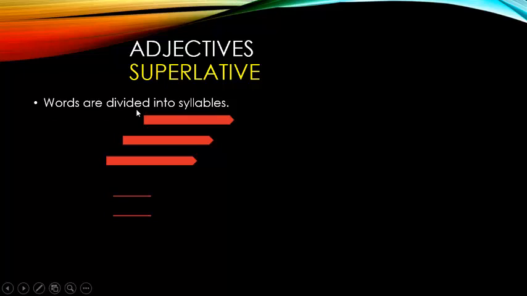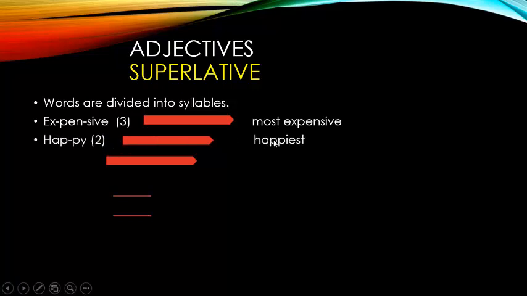Again, words are divided into syllables. Here expensive, the same word with three syllables, but we'll add the word most, not more, most. St is the ending with the superlative, the S, superlative. Expensive, most expensive. Happy, the same, happiest. Say two syllables, Y at the end, change it to I, add EST.